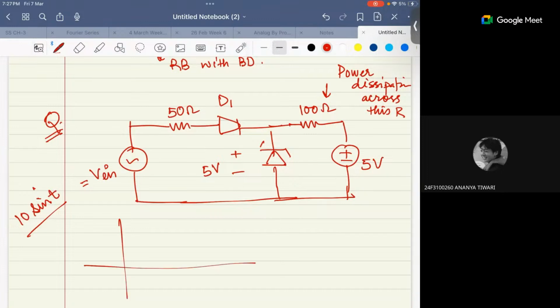Correct. So for the positive half cycle, if you are giving a very small potential, what will happen? Will D1 be forward biased or reverse biased? Basically, you have only one diode, right? If you're just giving a very small voltage, what do you think? Forward bias, because it doesn't have a cutoff voltage.